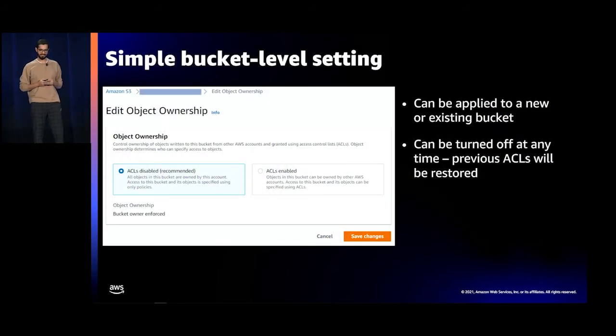It is a bucket level setting, and we are adding this as the third option to S3 Object Ownership. It's called bucket owner enforced. You can apply it to your existing bucket or to a new bucket. And if you want to turn it off, you can do it anytime. And when you do that, the previous ACLs will be restored.